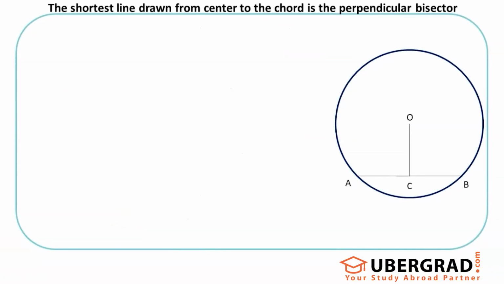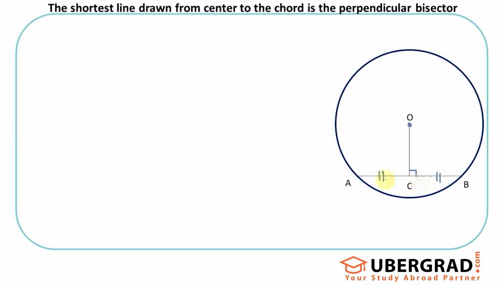So there is one useful property related to the chord and the circle center, which is used a lot in solving a lot of questions related to the chords in a circle. So the property is this: the shortest line drawn from center to the chord is the perpendicular bisector. So from the center, let's say O is the center, I am drawing a line to the chord, right? If I know it's a perpendicular line, automatically I also know that OC cuts AB into two equal parts.